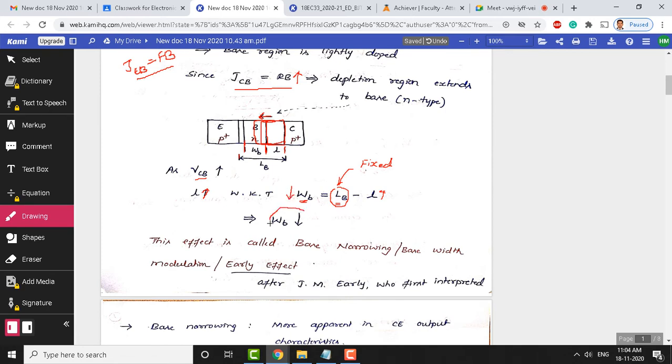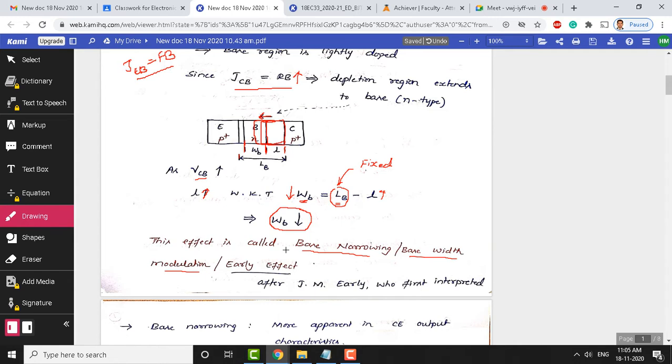So what is the consequence? A decrease in the value of WB. WB is the width of the base region. That means the base region becomes more and more narrow as the reverse voltage VCB keeps increasing. This effect was identified by J. M. Early in earlier days. He is the first person who interpreted this kind of effect. That is why this narrowing of the base region due to the increased reverse voltage across the collector base junction is called base narrowing or base width modulation, or also the Early effect. These are the various names we can give for this effect.